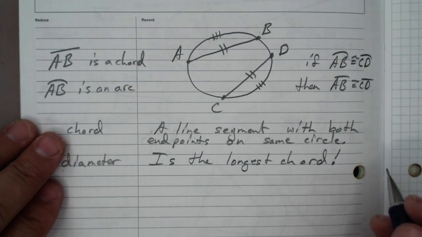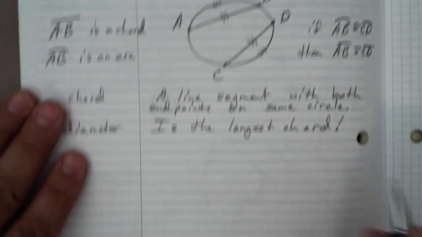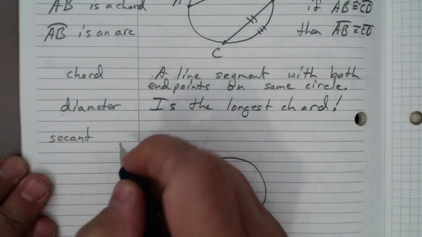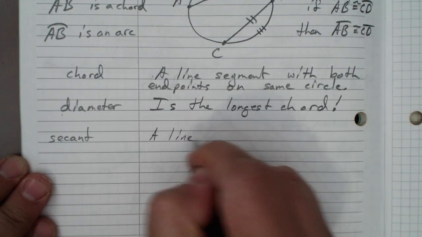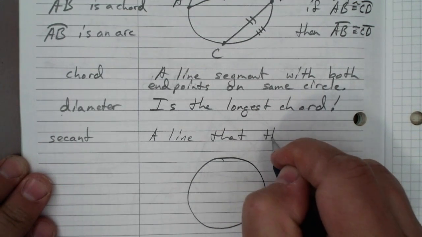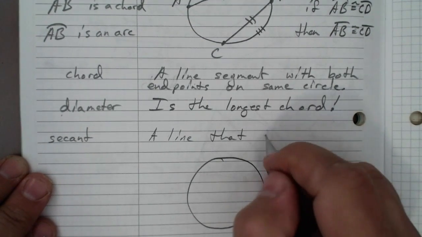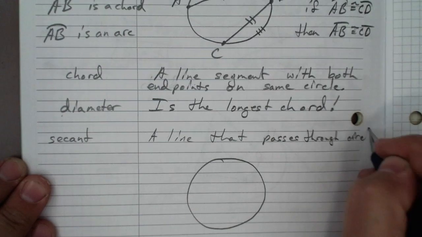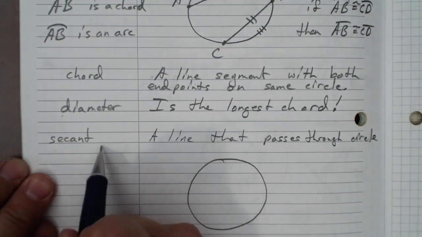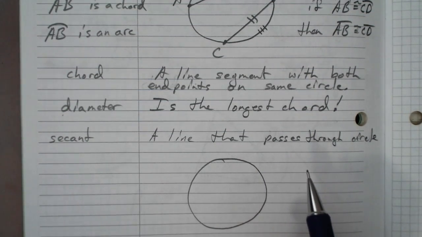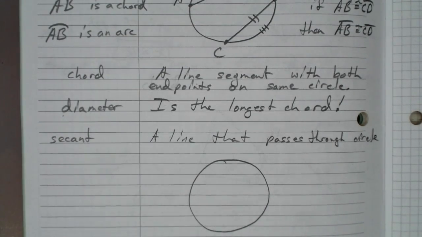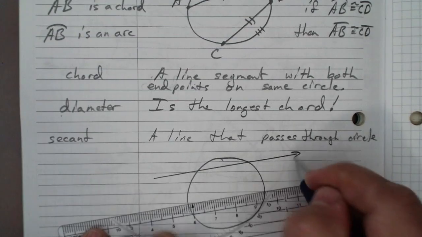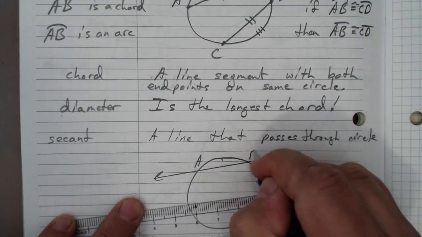Now, there's something called a secant. The secant is a line that passes through a circle. So a tangent, remember, touches at one point. A secant touches at 2 points. Therefore, the chord is a portion of the secant. So a secant is the line that goes through it, and the chord is the segment. So if we were to draw a secant, secant AB contains chord AB.